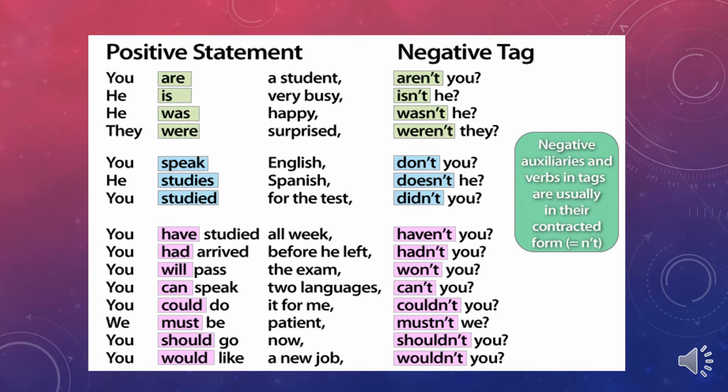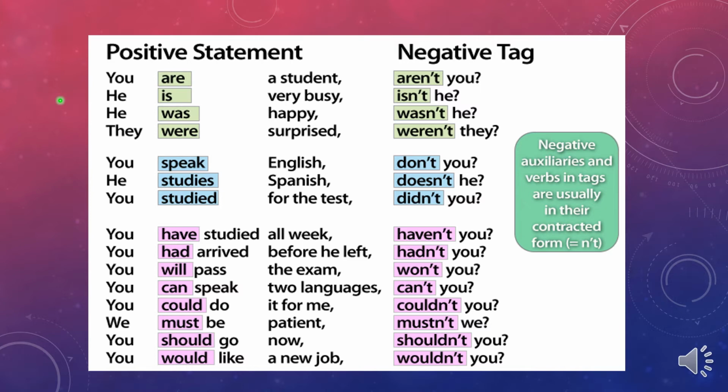Remember, you have there positive and negative. Okay, positive in this side, negative on the other side. Okay, so in the first group you have to be verb, present and past. Okay, are, is, was, were. Okay, that's the first group. You are a student, aren't you? He's very busy, isn't he? He was happy, wasn't he? They were surprised, weren't they?